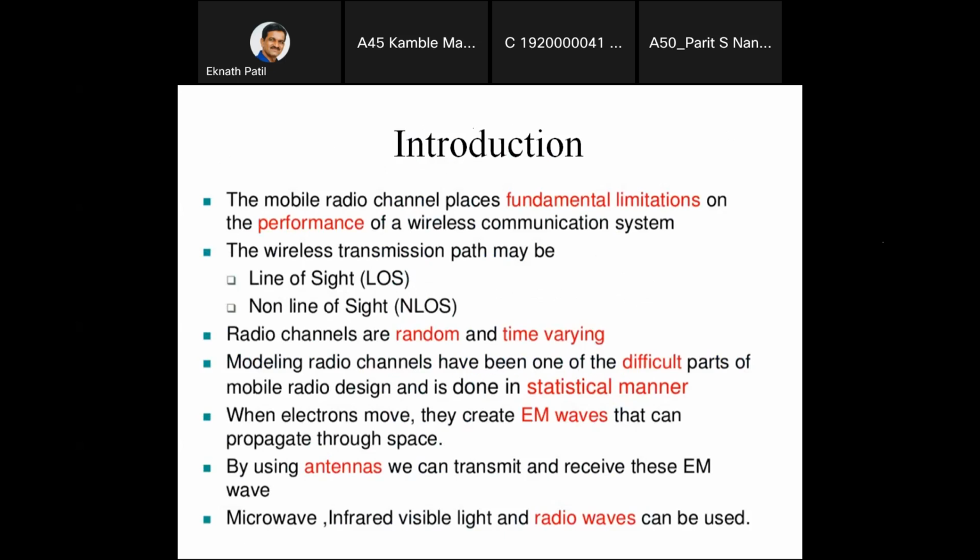In this chapter, we are going to see that the mobile radio communication channel places the fundamental limitations on the performance of the wireless communication system. Okay, so a wireless transmission path has line of sight, that is one thing, and non-line of sight, that is another thing we have to keep in mind. Because of line of sight, how does the reception get affected? If it is non-line of sight, then how does it affect? Shadow regions are there, and how we are going to cover these shadow regions with different technology. Radio channels are random and time varying.